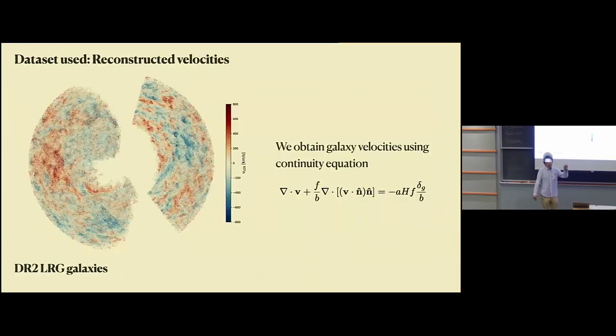Because we're interested in the baryonic side of things, we need to get a handle on the velocities, and we get these velocities using the linear continuity equations, in the same formalism as for the BAO analysis. This is the same set of velocities we get from DR2, and here you can see the 3D velocity fields that we use for these galaxies.